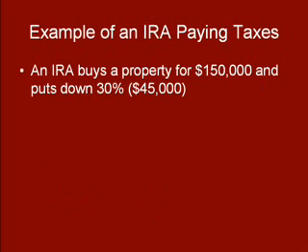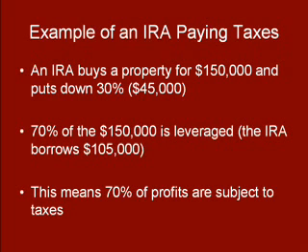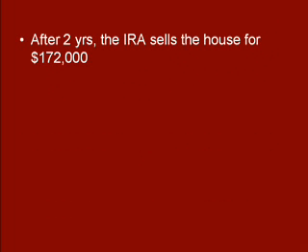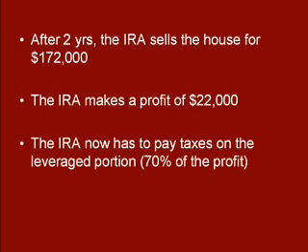For example, let's say an IRA buys a property for $150,000 and puts down 30%, which is $45,000. 70% of the $150,000 is leveraged, meaning the IRA had to borrow $105,000. This means that 70% of the profits are subject to taxes. So when an IRA has to borrow money, the IRA has to pay taxes. After 2 years, the IRA sells the house for $172,000. The IRA makes a profit of $22,000. Now the IRA has to pay taxes on the leveraged portion, which is 70% of the $22,000.